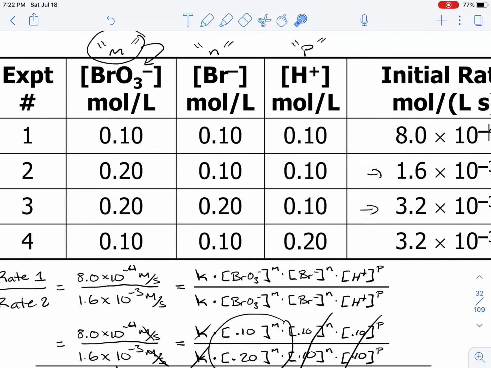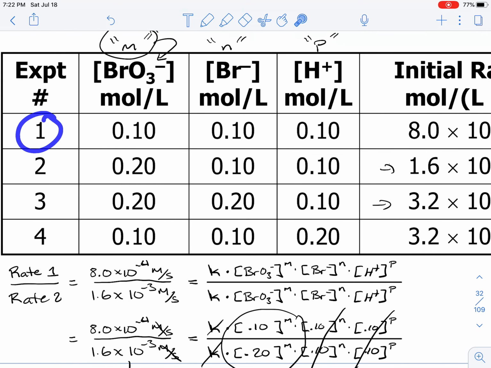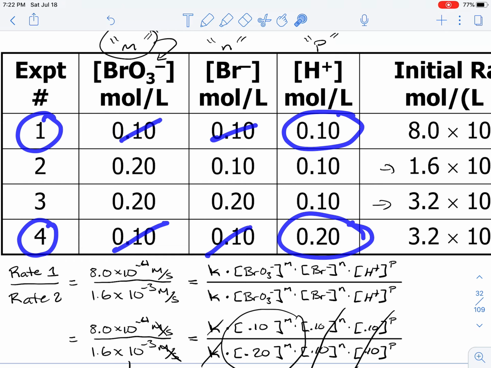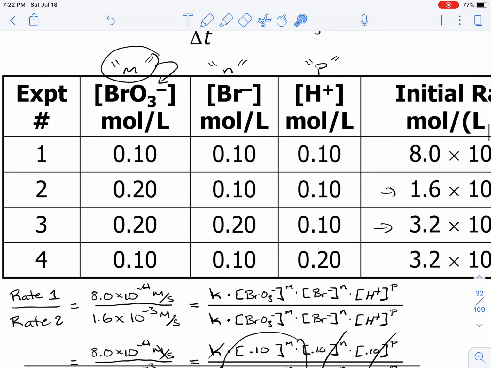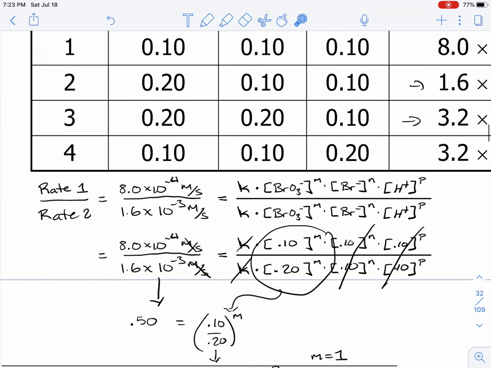And so looking at this table, I want you to focus on experiment 1 and experiment 4. Notice that 0.10 cancels with 0.10, and 0.10 for bromide cancels with 0.10 for bromide in experiment 4. And so if you look at the initial concentration for hydrogen ion, they are different, and so therefore the p will not be canceled. Only m and n will cancel, since the concentrations are the same. So once again, we're going to take a ratio between experiment 1 and experiment 4.